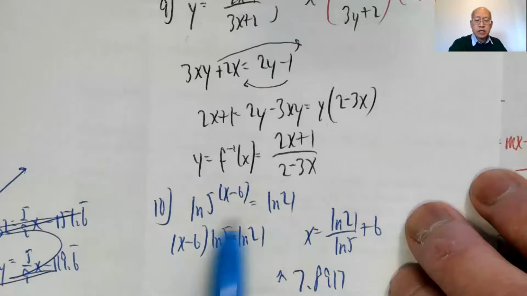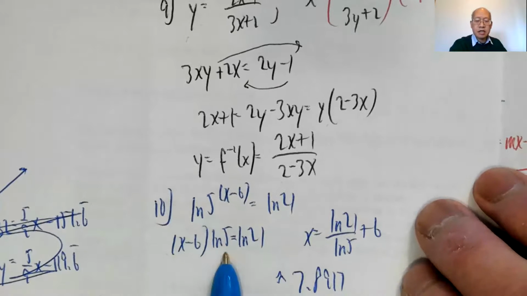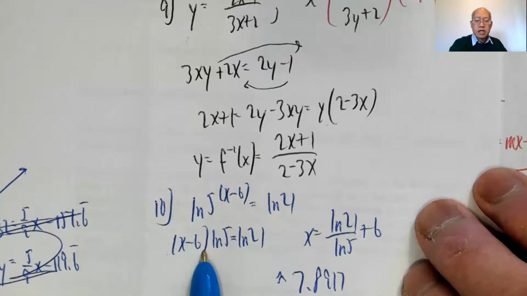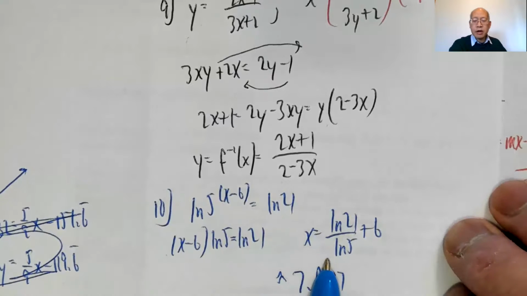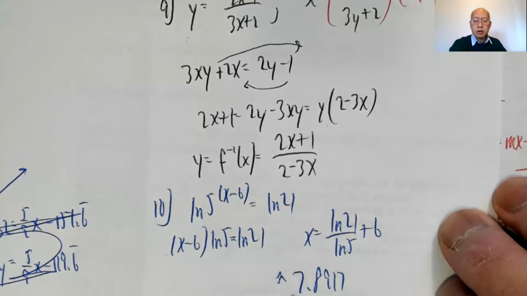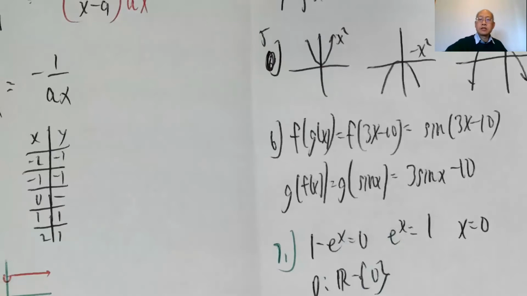Finally, number 10, take the natural log of both sides. That allows the x minus 6 to come down. (x − 6) ln 5 equals ln 21. Divide by natural log of 5 and add 6. x is ln 21 divided by ln 5 plus 6. Punch it in your machine, 7.8917. Right, so these are solutions to Calc 1, exam number 1.